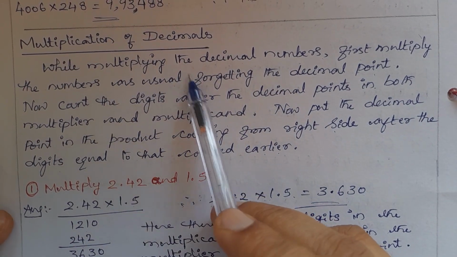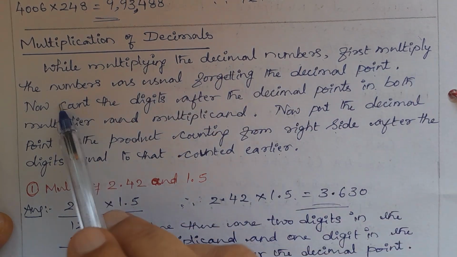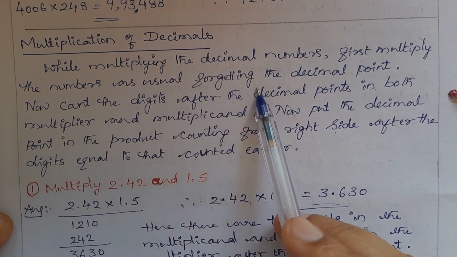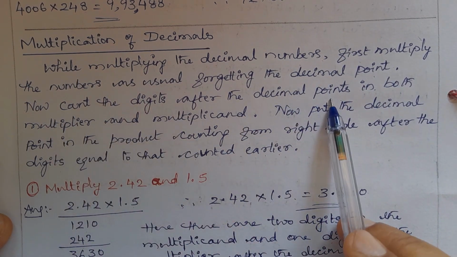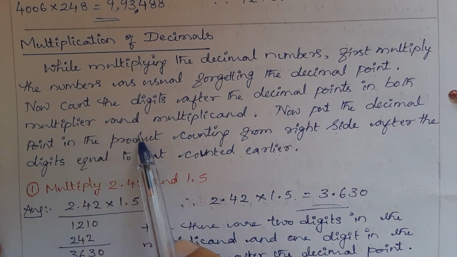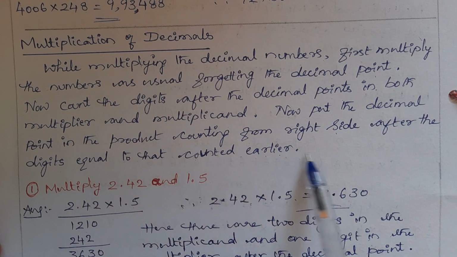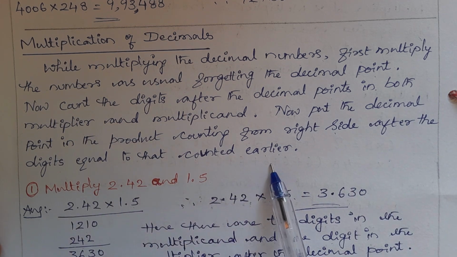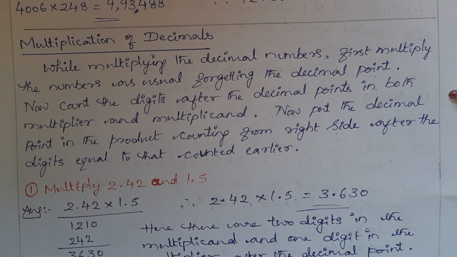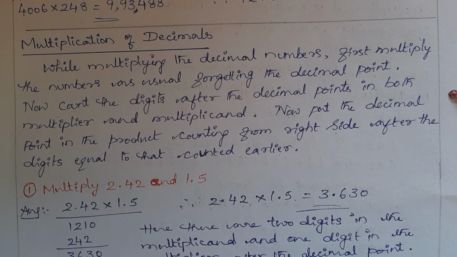Multiplication of decimals. While multiplying decimal numbers, first multiply the numbers as usual, forgetting the decimal point. Now count the digits after the decimal points in both multiplier and multiplicand. Now put the decimal point in the product, counting from the right side, after the digits equal to that counted earlier. So multiplication of decimals. While multiplying the decimal numbers, first multiply the numbers as usual.